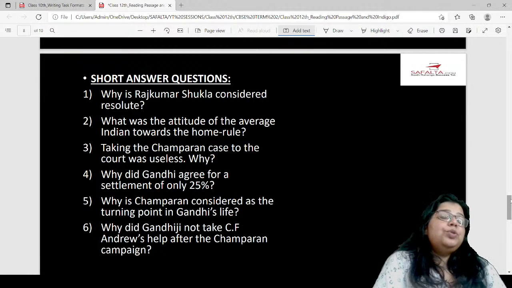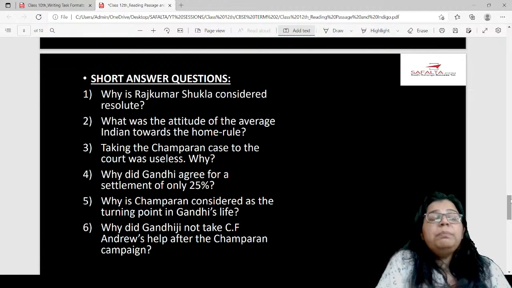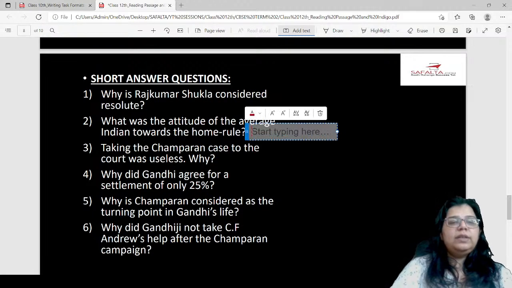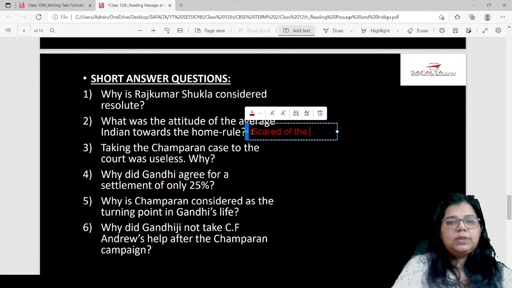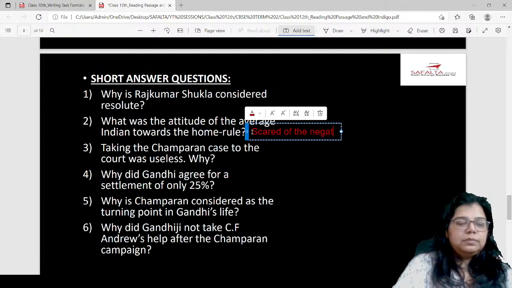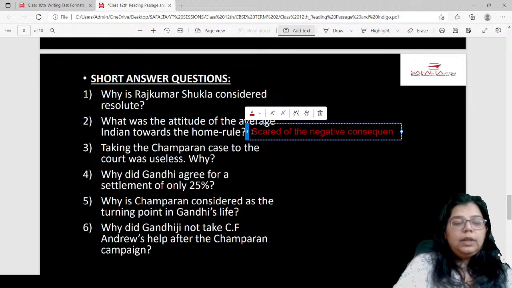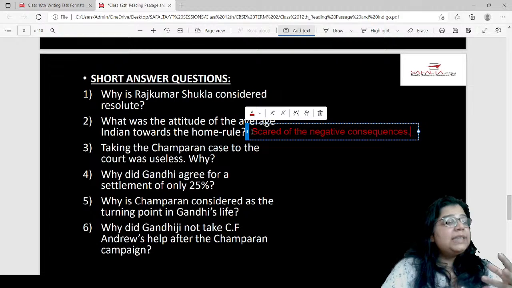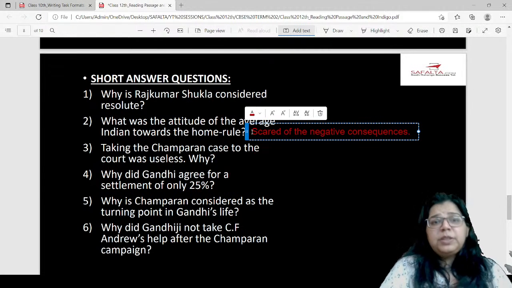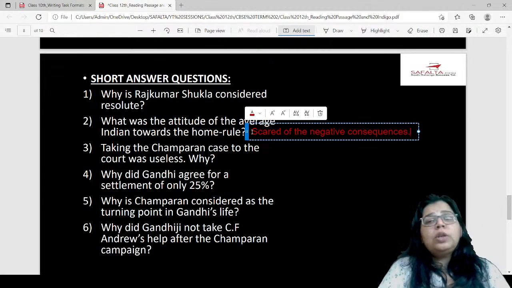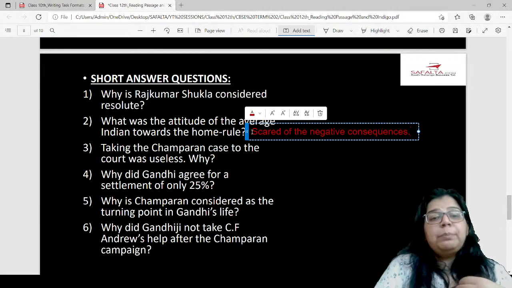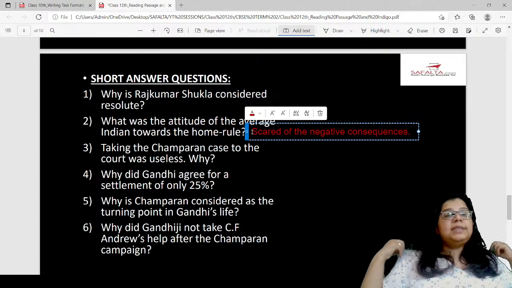So what was the attitude of the average Indian towards the home rule? Simple. They were scared of the negative consequences. Because if they asked for home rule, then there would have been consequences, right? The British would have maybe increased the taxes. They would have made sure that the sufferings of the people increase. For example, these farmers themselves, their sufferings could have increased.